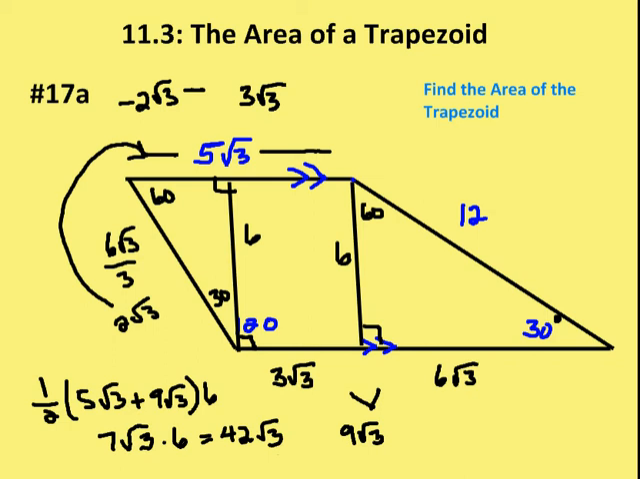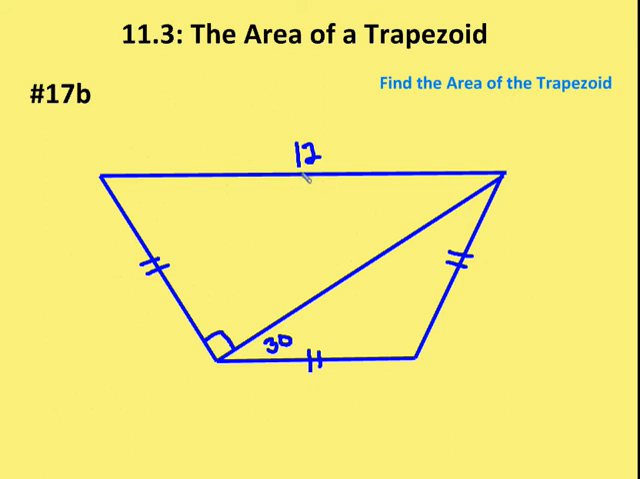Moving on to the next problem. We're asked to find the area of the trapezoid, and again we're looking at 30, 60, 90 triangles. We know that one of the bases is 12. We know that this angle is 30, and we know that one of the bases and the two legs are going to be congruent. Now, we also know, because the two legs are congruent, that we have an isosceles trapezoid.